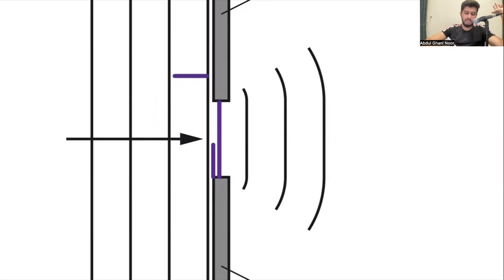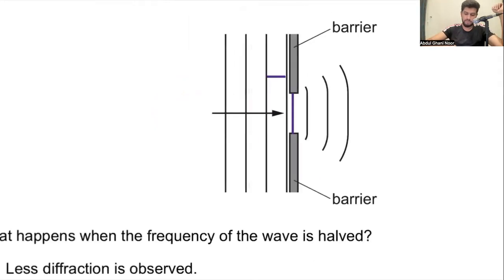When do you have maximum diffraction? You have maximum diffraction when the gap or the slit is close to the wavelength. If they're equal, maximum diffraction. As long as they're close, maximum diffraction.